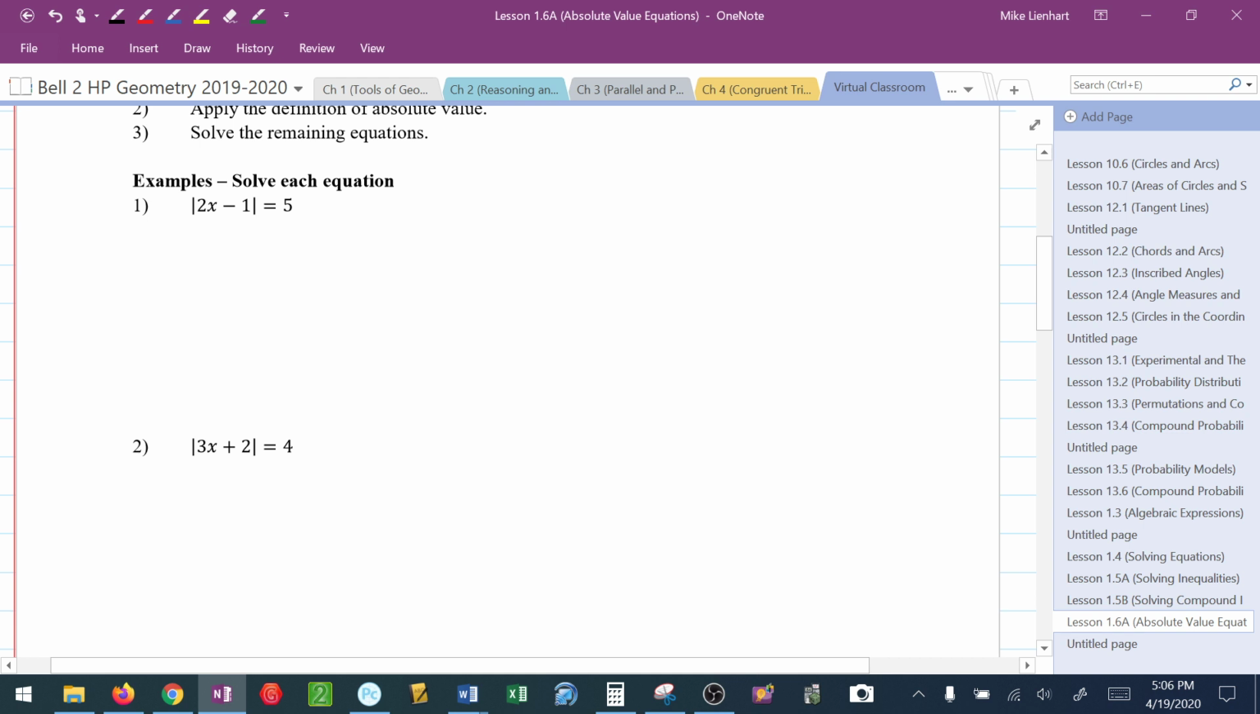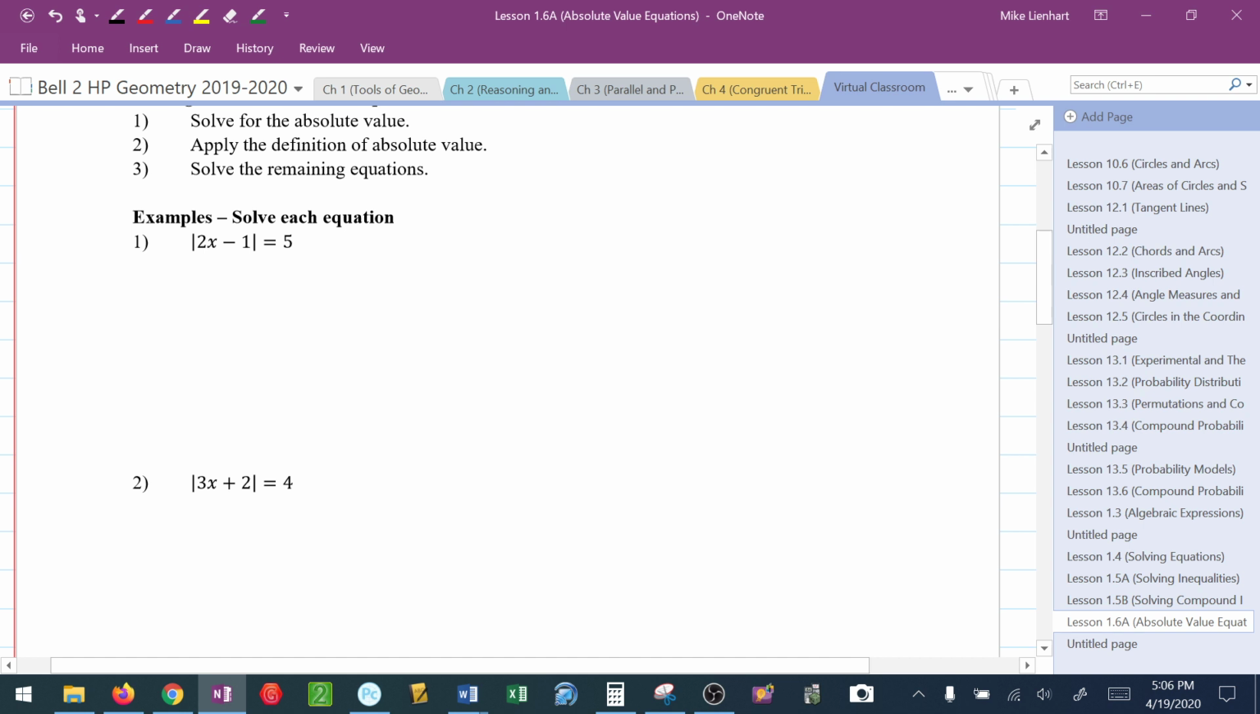In this first example, I've got the absolute value of 2x minus 1 is equal to 5. This absolute value has an equal sign, and it is already solved for the absolute value. Remember, that was step 1. I'm now going to apply the definition of absolute value. The definition says what's in the sticks, 2x minus 1, is equal to what's given, or what's in the sticks, 2x minus 1, is equal to the opposite of what's given.